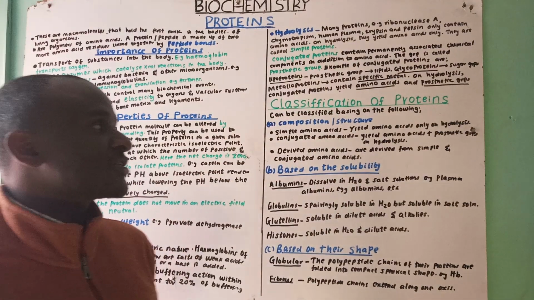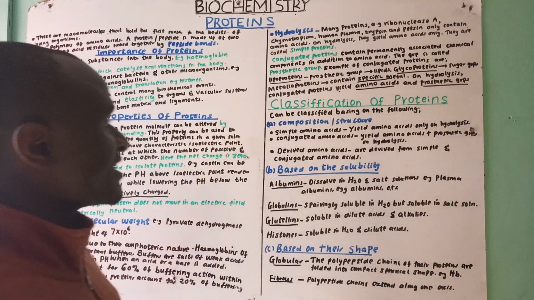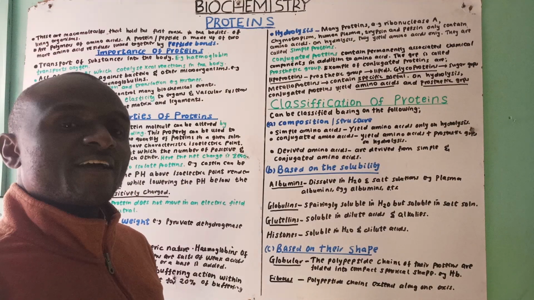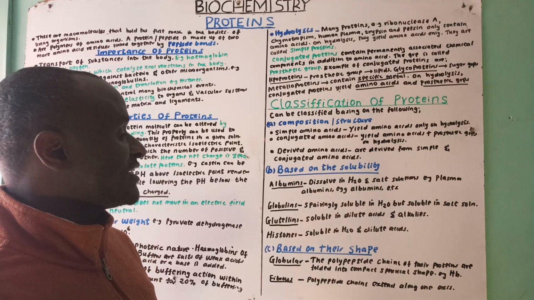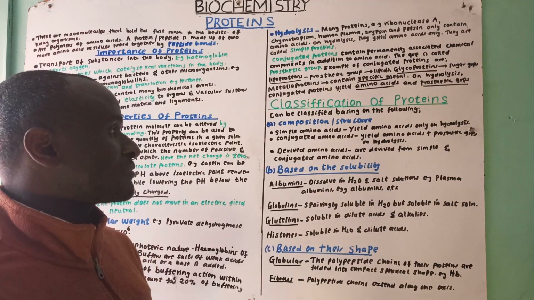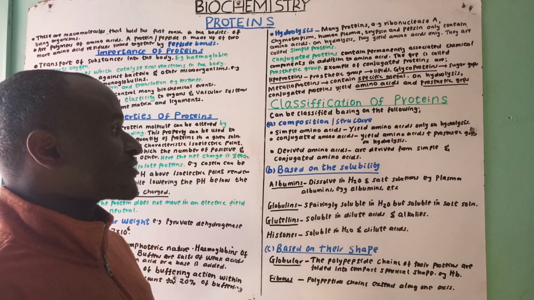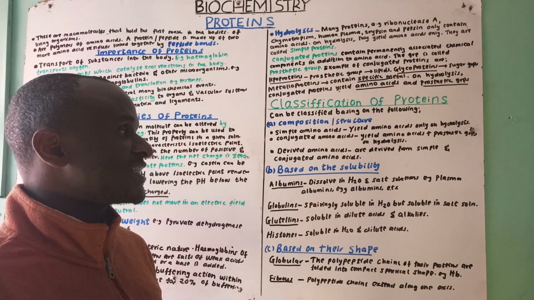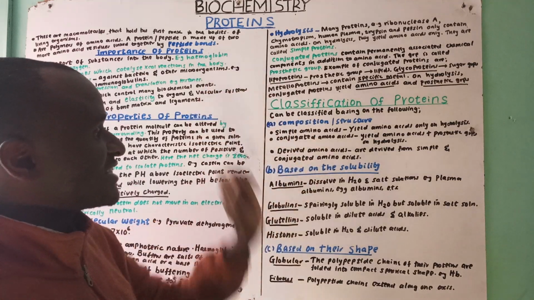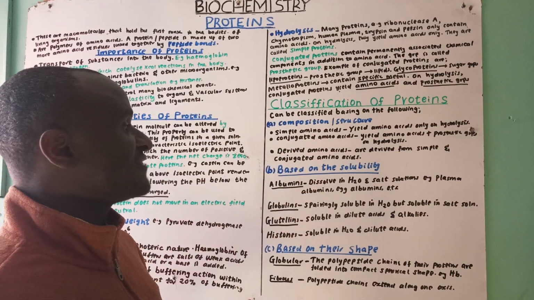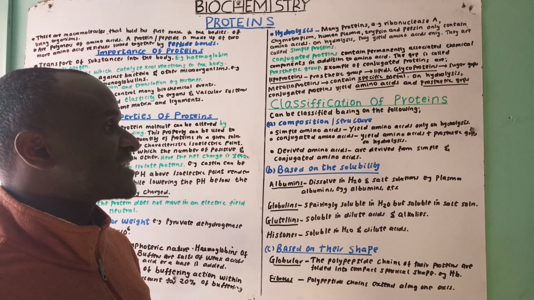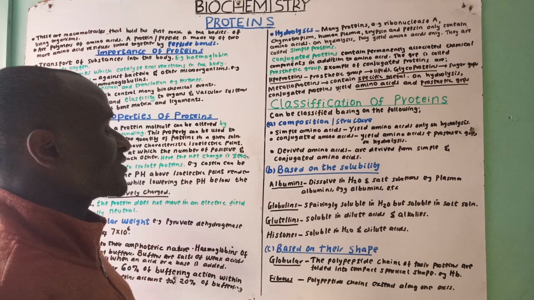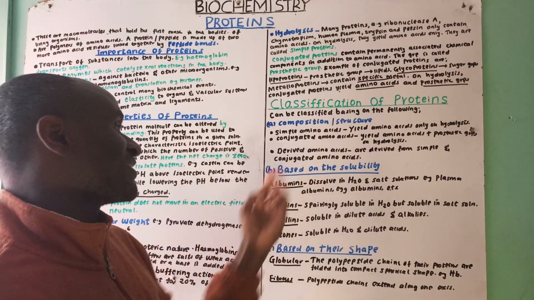So we go to classification of proteins. Proteins can be classified based on composition or structure, based on solubility, and based on their shape. Based on their composition or structure, we can have simple proteins and conjugated proteins. I have already explained that. Then we also have derived proteins. These are proteins that are derived from simple and conjugated proteins, so these ones are synthesized.